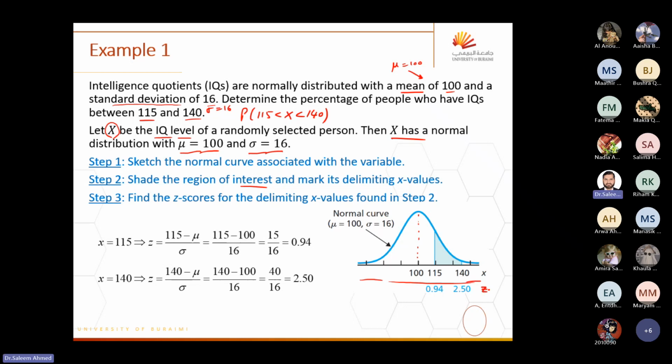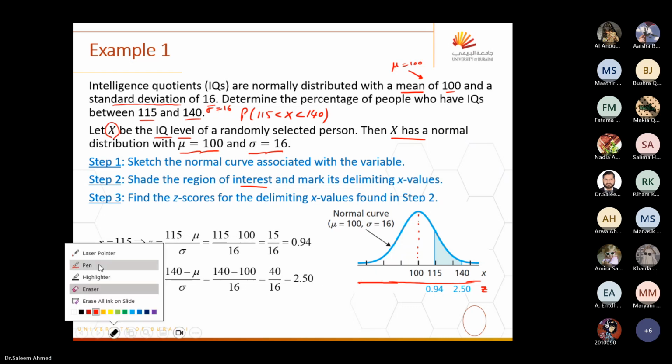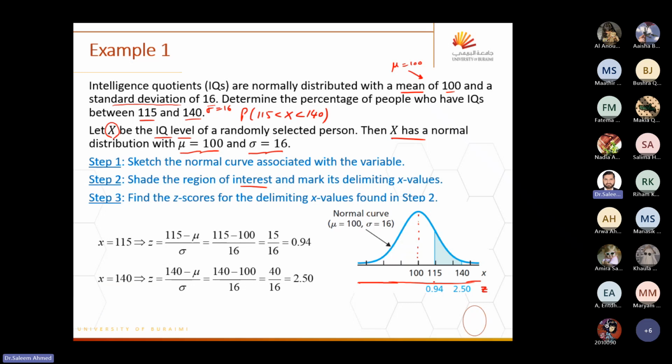I can also draw the z axis. My x values become these two z values, so I have to convert these two values to z. When x is 115, my z is (115 minus mu) by sigma, which is (115 minus 100) by 16, so 15 by 16, that is 0.94. Then when x is 140, it becomes (140 minus mu) by sigma, that is 2.50. So the same values become 0.94 and 2.50.